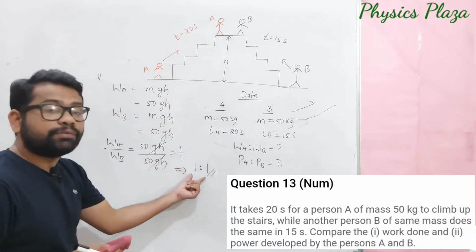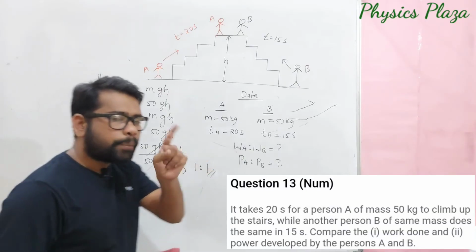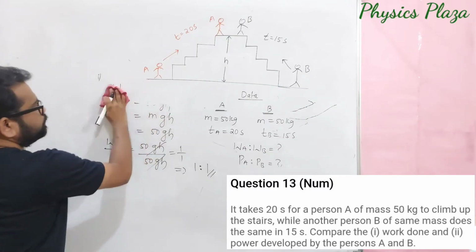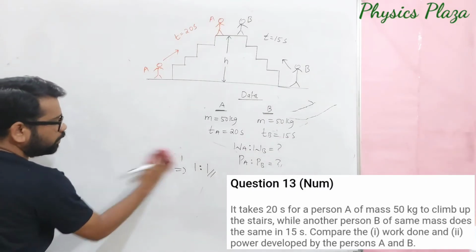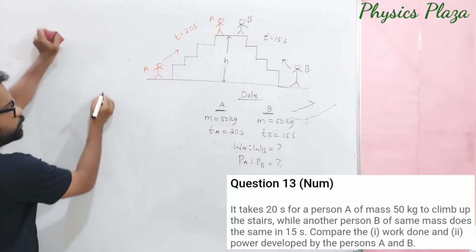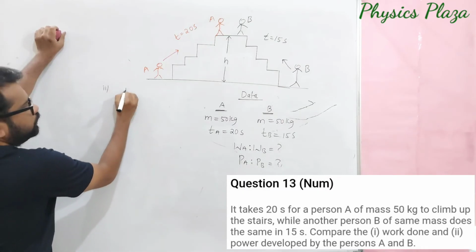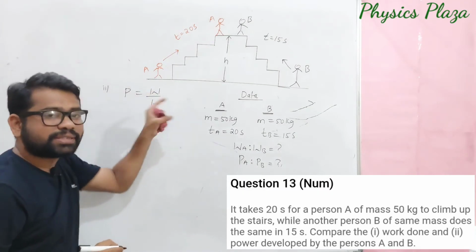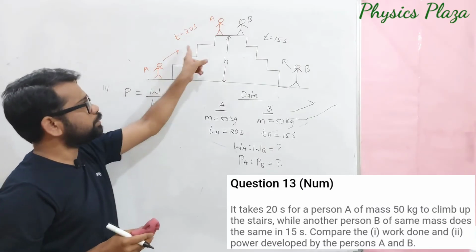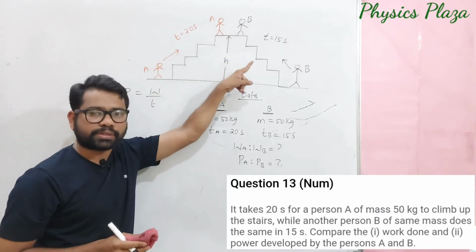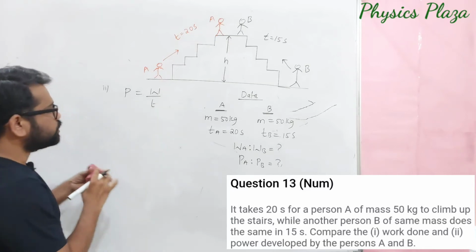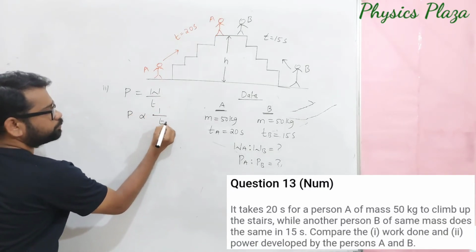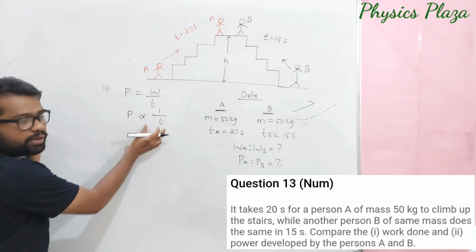Children, for a given work, power is inversely proportional to time. Let us recall the formula of power. What is power, dear children? Power is equal to work by time. But in this case, the work done is constant for both persons. So here power is inversely proportional to the time. So based on this, how can we write?